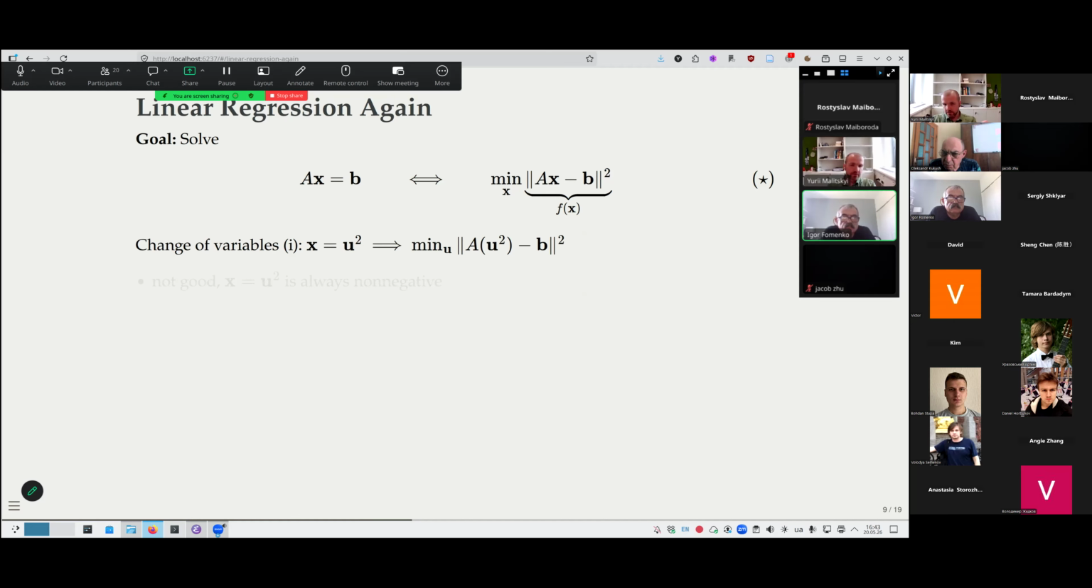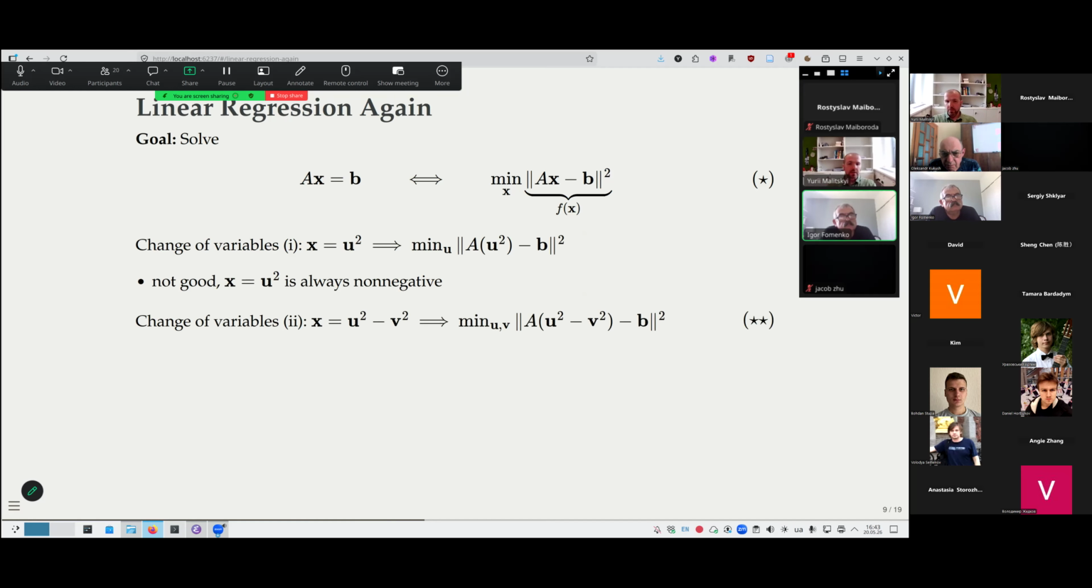You may think that it's actually not good, because x can be positive and negative, but when we have u squared, it becomes just positive. So let's do something slightly more complicated. Let's do u squared minus v squared. Then problem 1 star and problem 2 star are equivalent. Of course, problem 2 star looks much harder, right? Who on earth would do this?